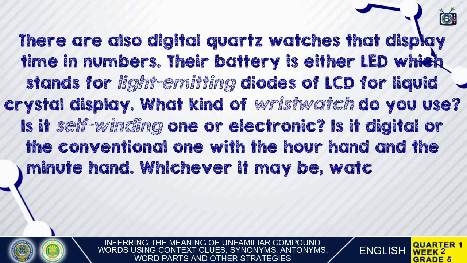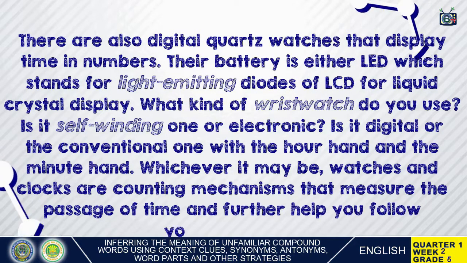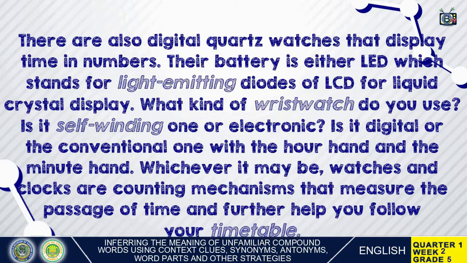What kind of wristwatch do you use? Is it a self-winding one or electronic? Is it digital or the conventional one with the hour hand and the minute hand? Whichever it may be, watches and clocks are counting mechanisms that measure the passage of time and help you follow your timetable. Now children, try to identify the 4 italicized compound words used in the passage.